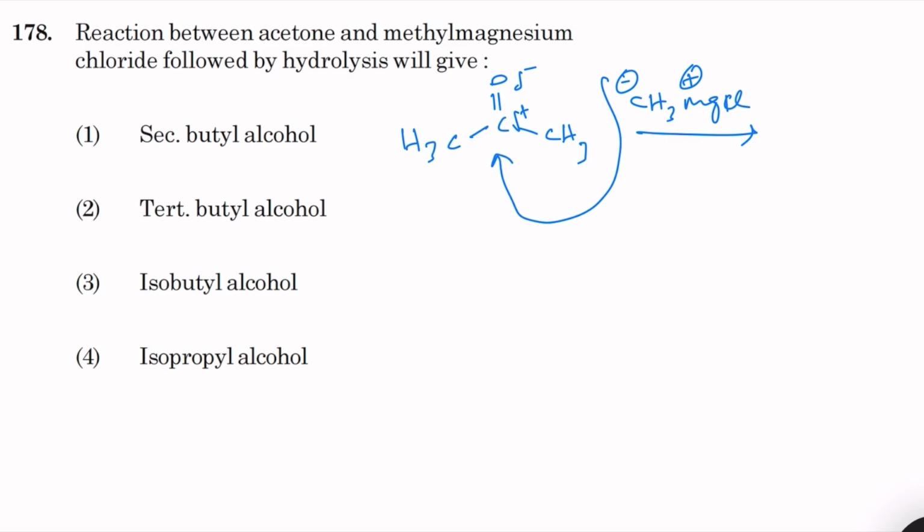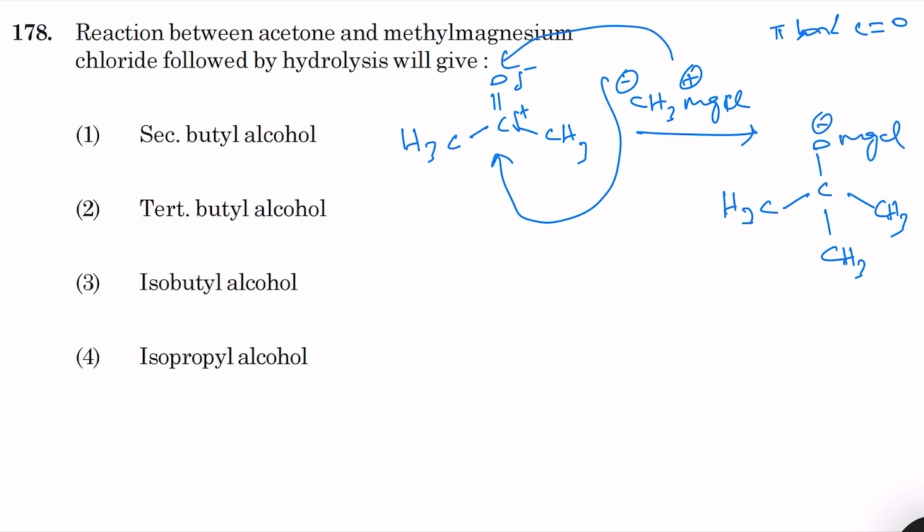So it attacks the carbon and the pi bond breaks. The first thing that happens is that the pi bond in C double bond O breaks, so you get an intermediate. We basically form a carbon-carbon bond first with the Grignard reagent. That is what we do in the first step, and the MgCl gets added to the oxygen.